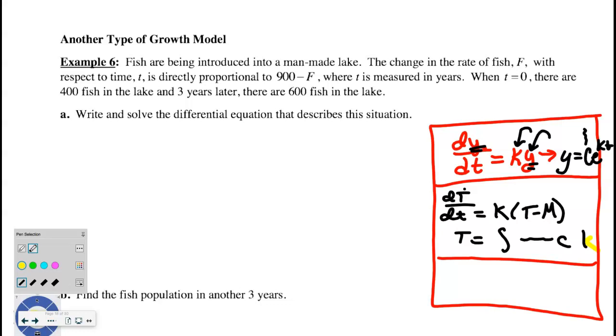It's kind of like both of them, but it's different. So you have to just be careful. This one says that fish are being introduced into a man-made lake. So here's your lake. You've got fish. They're putting them in there. Okay? The rate of change in fish.